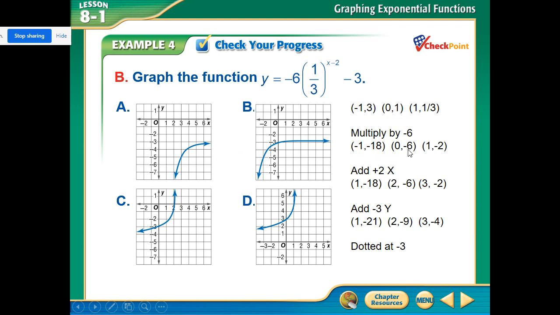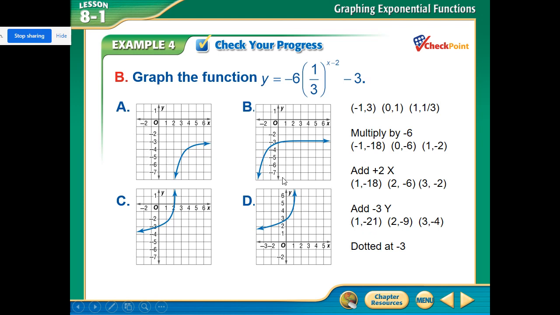But -1, 18, 0, 6. Always have to do the multiplication first, this A value first. Then you can do either one of these. So I'm going to do plus the 2 on the X, add 2 to all my X's, and then I subtract 3 on the Y's. And I get my new points with a dotted line at -3. So I've got a dotted line going across here.